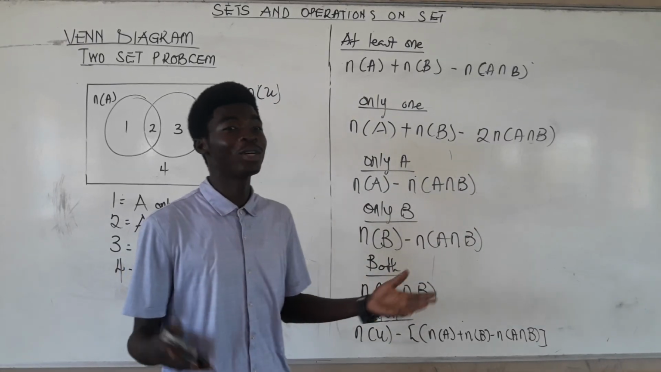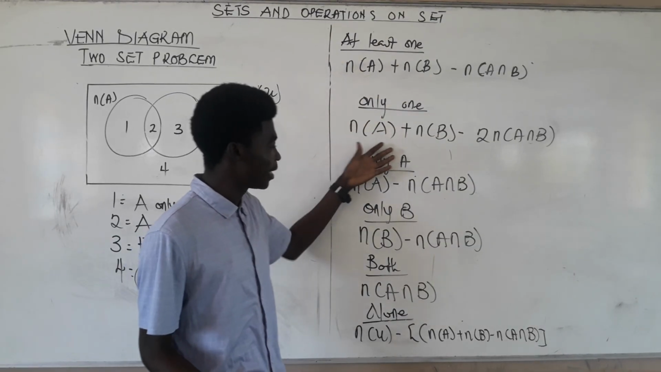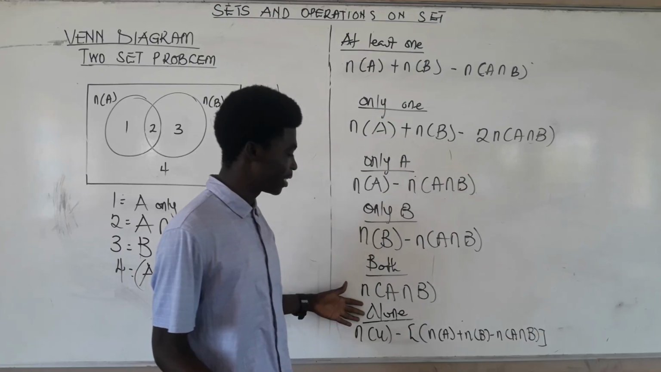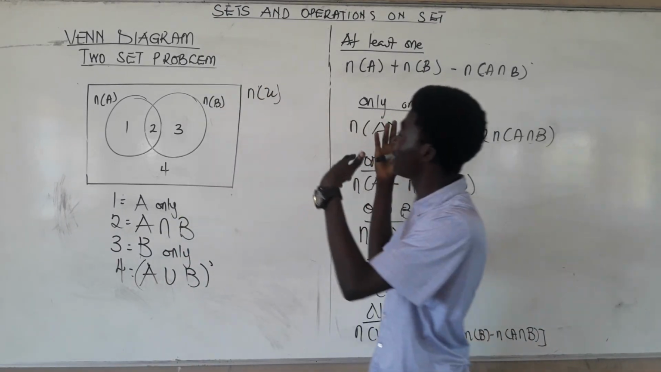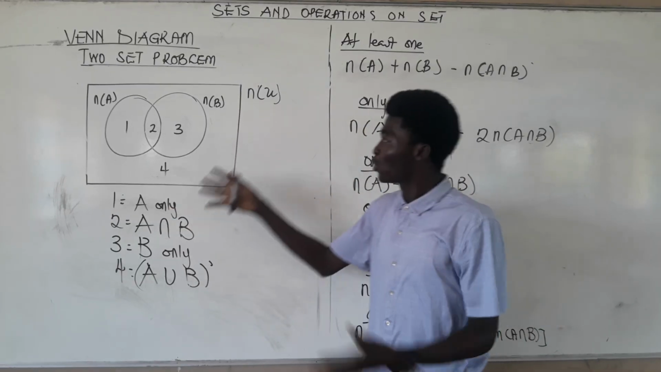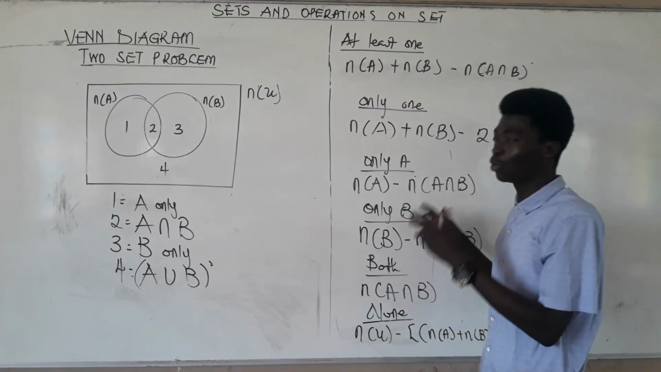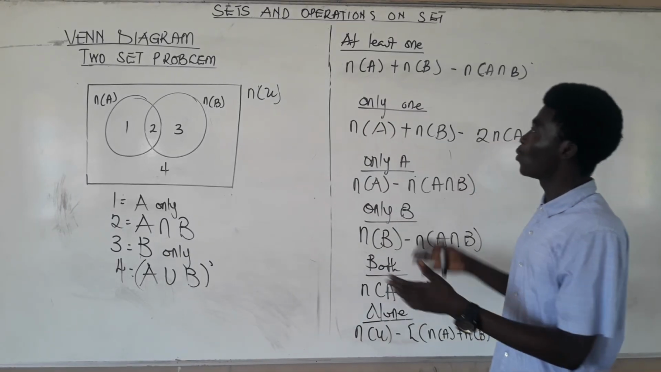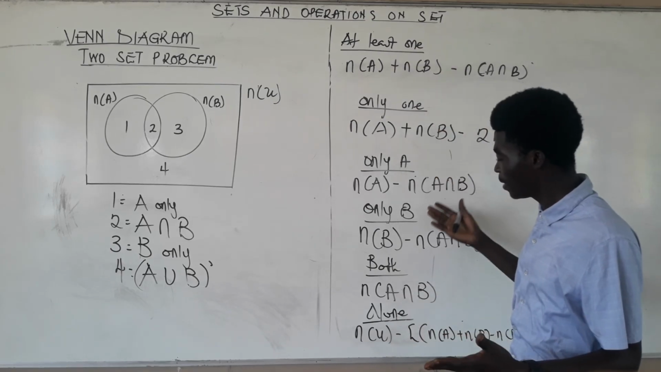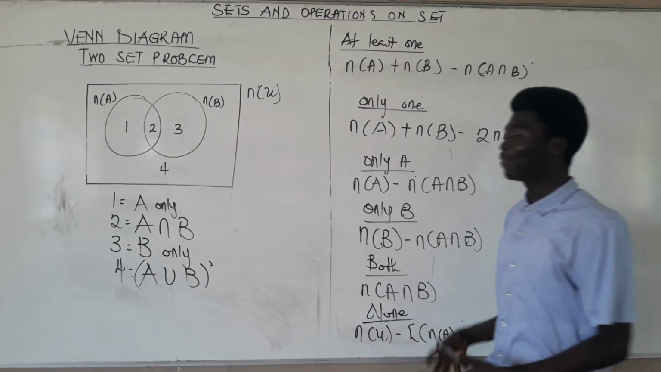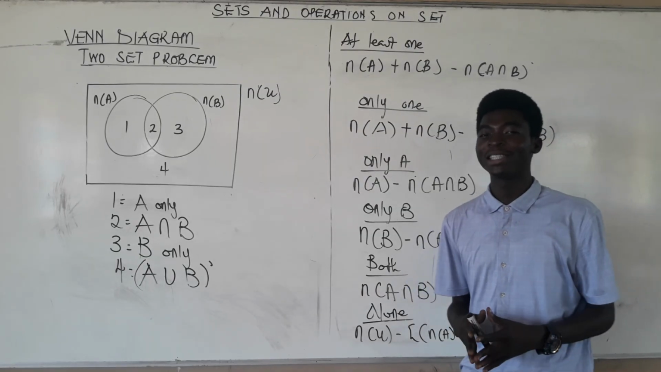So when you see any question stating at least one, only A, only B, both, none, there are formulas here. I took the formulas from the diagram here. So look at how this diagram is, and this is how you put your formulas. When you've been told to solve for at least one, only A, both, none, these are the formulas you are going to use. So now let's solve some questions.